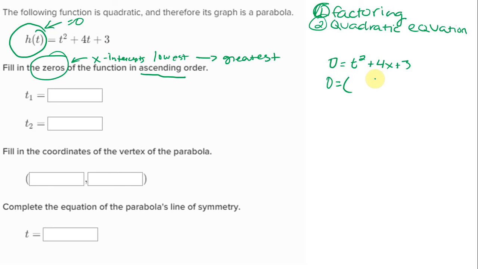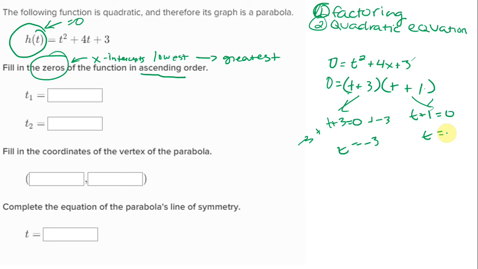So 0 equals (t plus 3) and (t plus 1). Remember, factoring is just making two sets of parentheses that multiply together to give you this. And when I do that, I can see that this would give me t squared. 1t plus 3t's would give me my 4t, and 3 times 1 would give me the 3. And then I'm just going to set both of the factors equal to 0. And then I'll just solve. So my zeros in ascending order from least to greatest would be -3 here and -1 here.